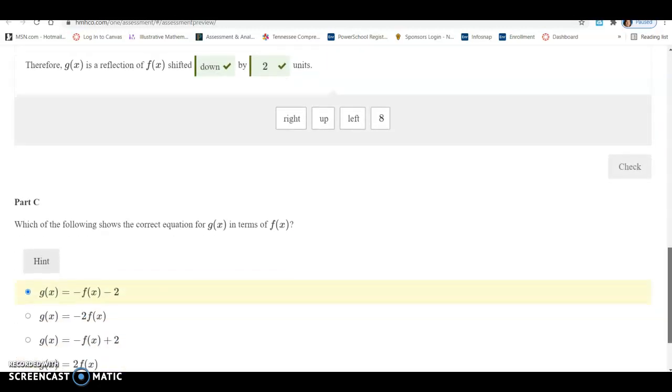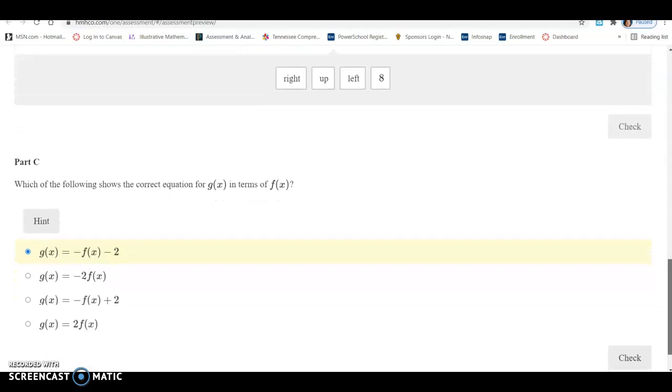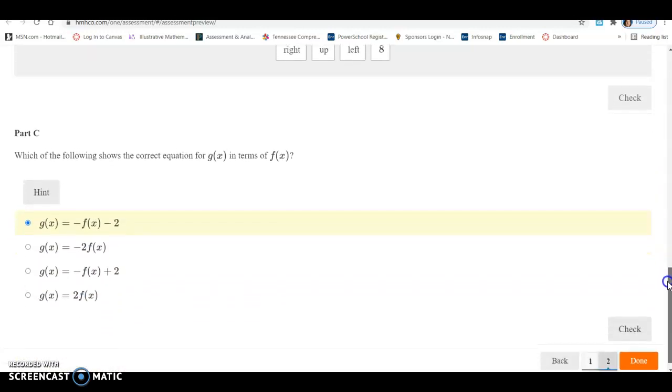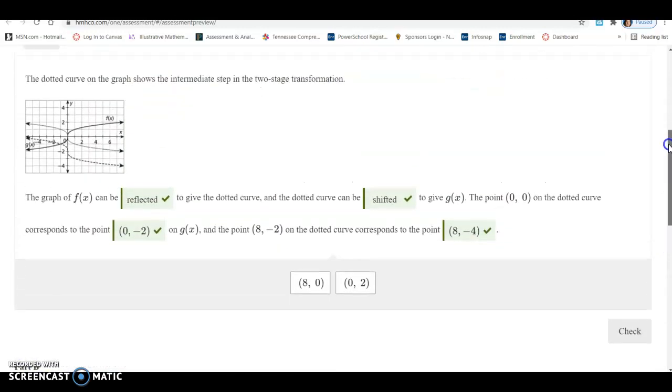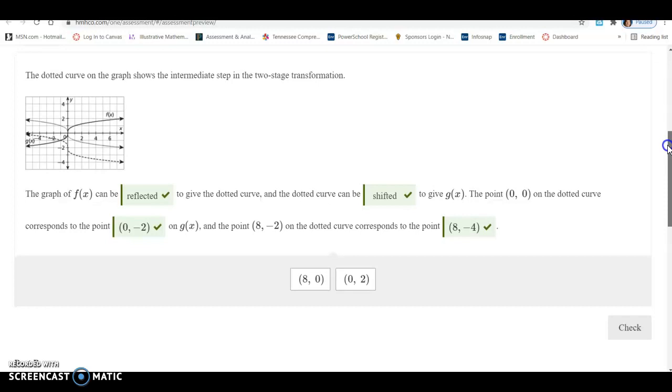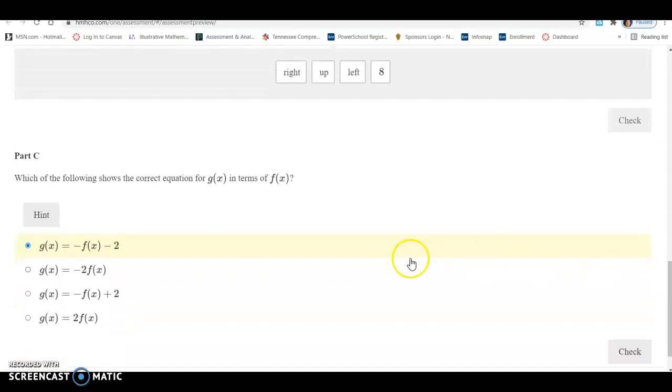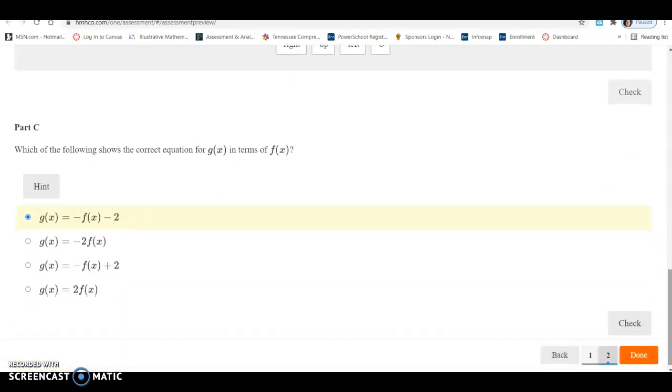Sorry about that. All right, which of the following shows the correct equation for g of x in terms of f of x? So we said it was a reflection, and it was shifted down 2 units. It's a reflection across the x-axis. So that means the negative is going to be outside, and it's shifted down 2 units, which is a minus 2 outside the parentheses. So let's see. Yep, there we go.